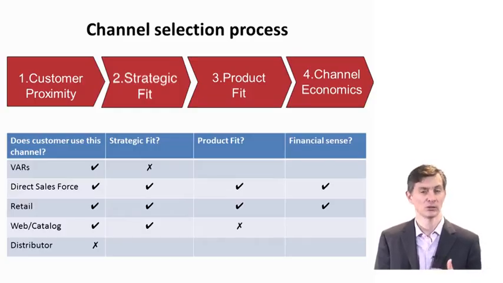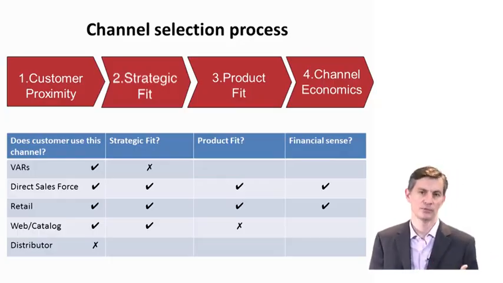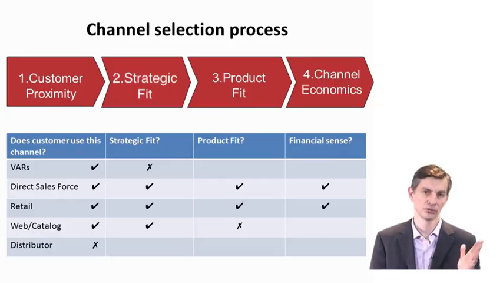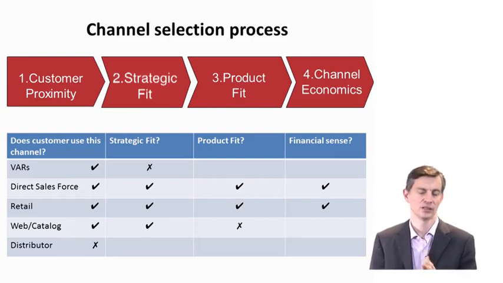Web or catalog, let's say that there is a check for this one because customers are already using these channels, or distributors. It turns out that most end consumers are not hanging around at distributors, so that will be a negative mark for distributors, and then we'll move on to the next step where 4 potential channels have already qualified. Is there a strategic fit? For the next step, for the ones that have cleared the mark, we will consider whether there is a strategic fit.